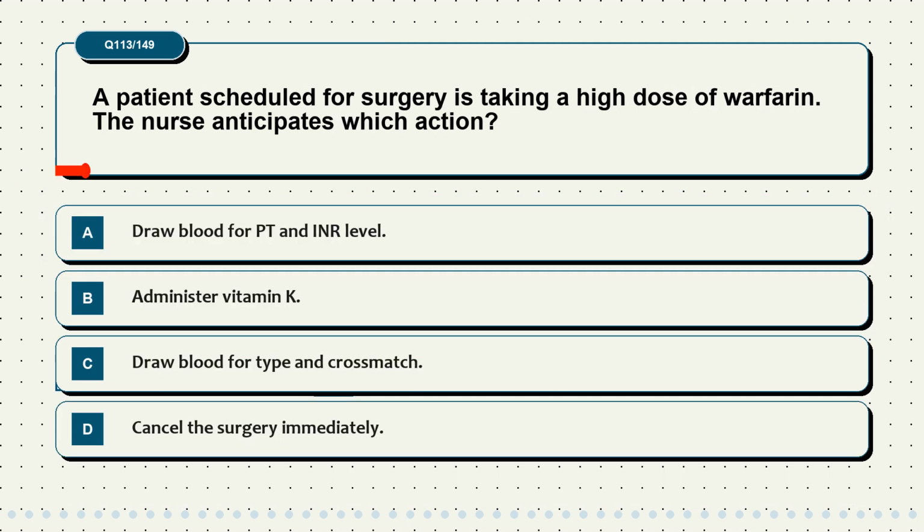Question 113. A patient scheduled for surgery is taking a high dose of warfarin. The nurse anticipates which action? Here are the options. Option A. Draw blood for PT and INR level. Option B. Administer vitamin K. Option C. Draw blood for type and cross-match. Option D. Cancel the surgery immediately.